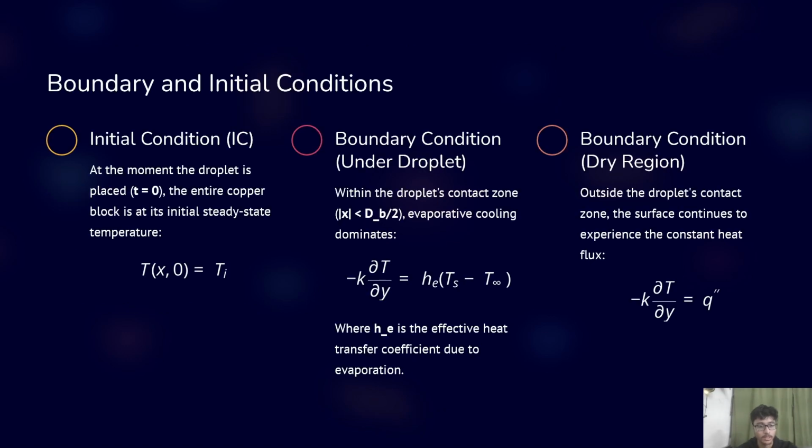Moving on to the next slide, which depicts the boundary and initial conditions. At t equal to 0, the entire copper block is at a uniform temperature of 55 degrees centigrade, as given in the question. Under the droplet region, a cooling boundary condition is applied using the effective heat transfer coefficient due to evaporation. Outside the droplet region, the surface experiences the constant heat flux supplied by the heater. These mixed boundary conditions create a temperature field that gradually shifts from strong cooling inside the droplet footprint to stable heating outside it.